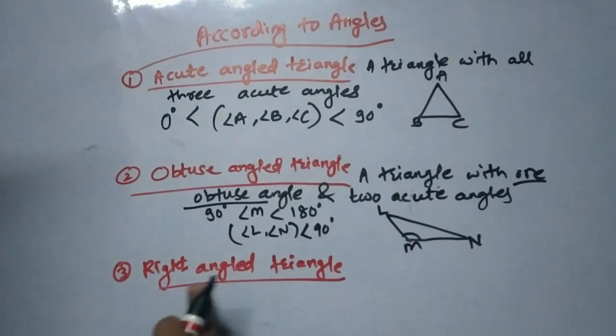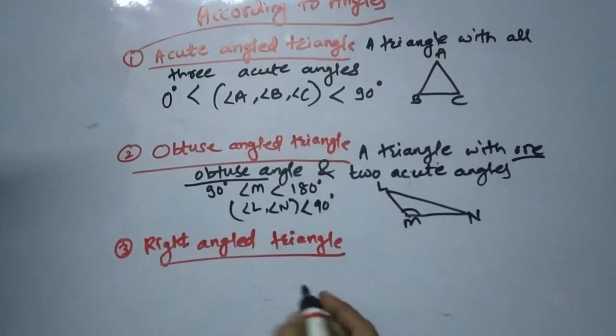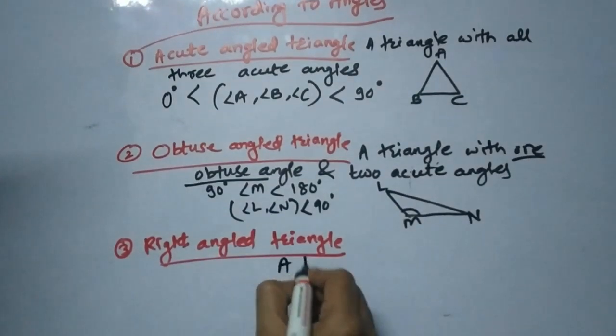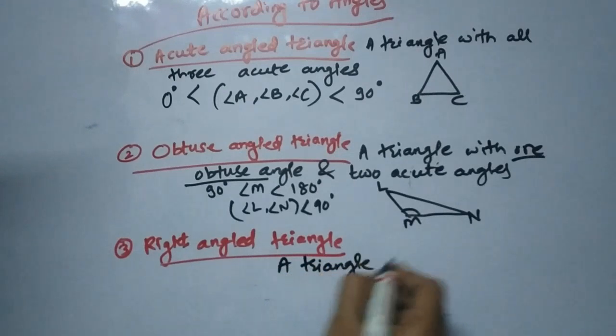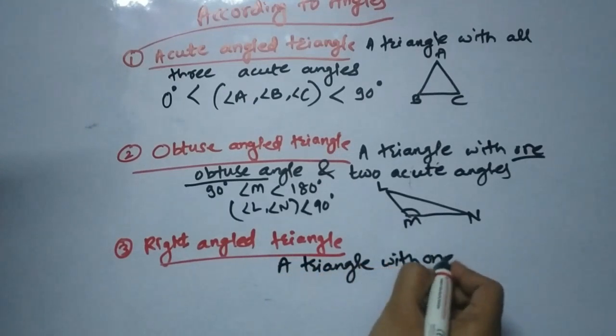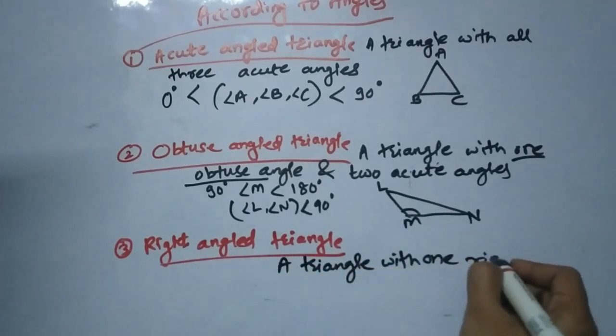Now friends, we have the right angle triangle. In a right angle triangle, you can say that a triangle with one right angle. Right angle means exactly 90 degrees.